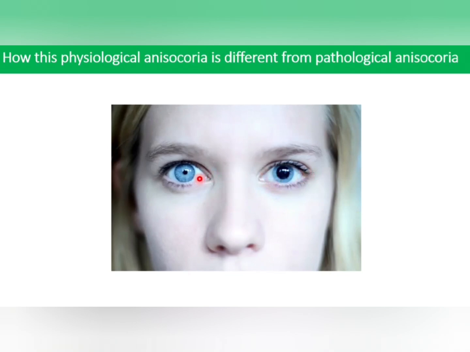So it is very much normal, there is physiological anisocoria. But what about the pathological anisocoria? First of all, an unequal pupil size that indicates underlying health issues, and the unequal size is more than 2 mm or 3 mm. The difference of size is in that manner.